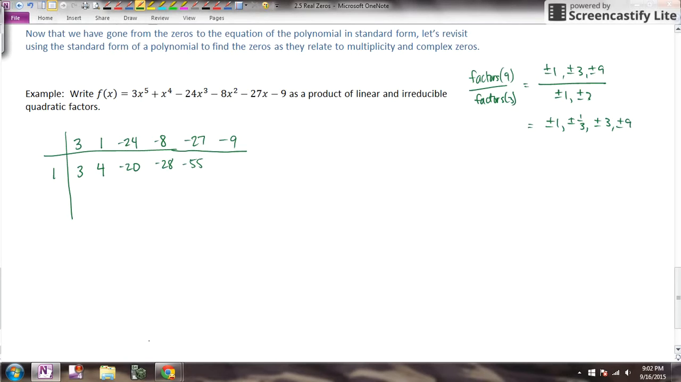Yuck. And now negative 55 and negative 9 is negative 64. And I cried a little bit. It didn't work. So maybe now I'll try 3. Maybe I should have tried 1/3. I'll try 3 and I'll go 9 plus 1 is 10.